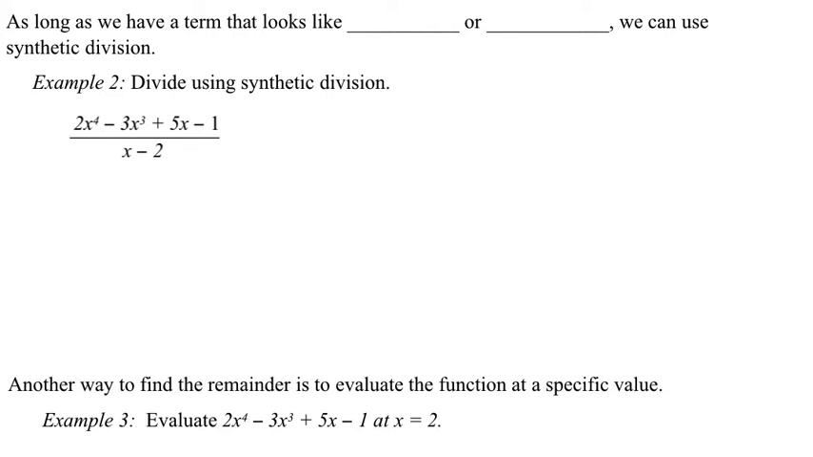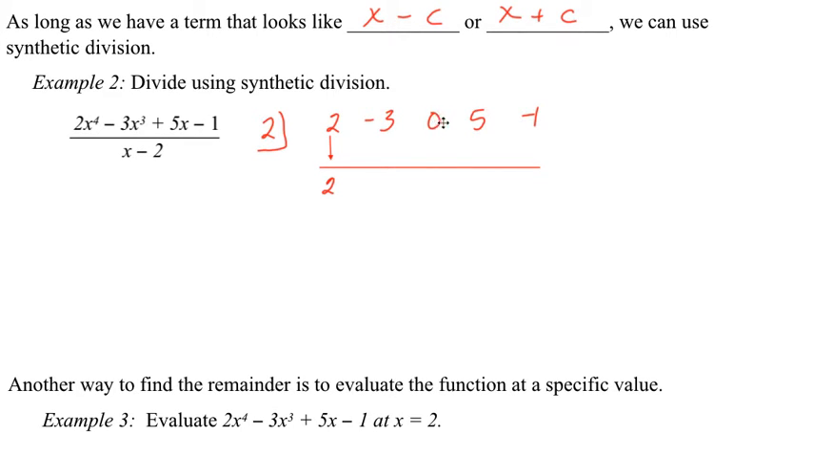So that's kind of a long process. As long as we have a term that looks like this, either x minus a number or x plus a number, we can use what's called synthetic division. And this is a pretty neat process, pretty slick. And what you do is you end up just writing your coefficients. And again, you need your placeholder for that squared term.